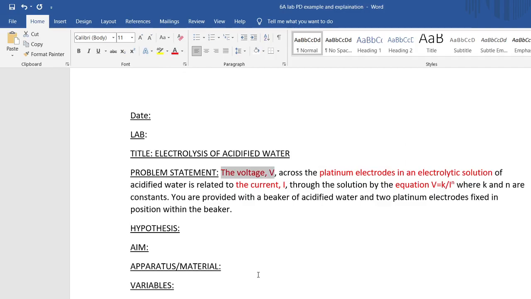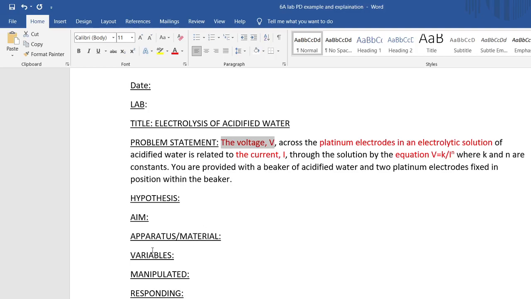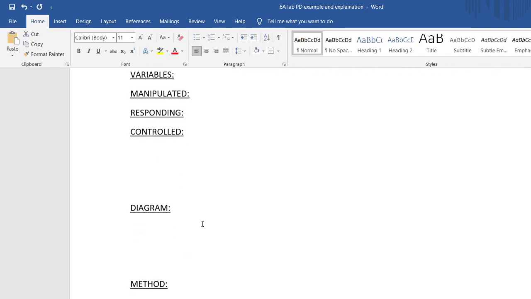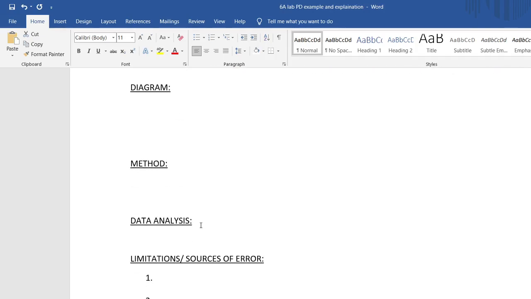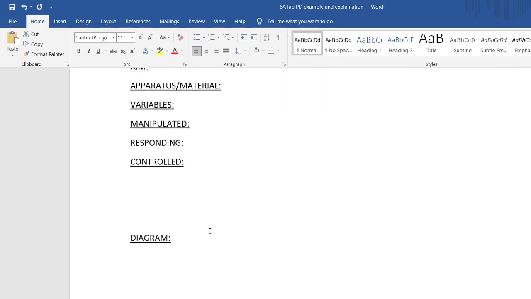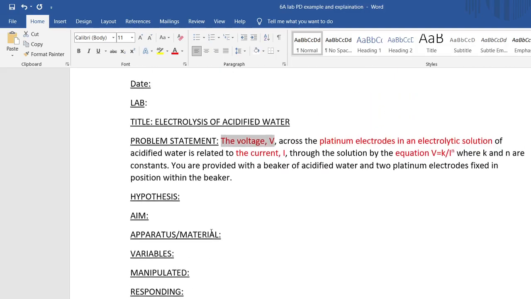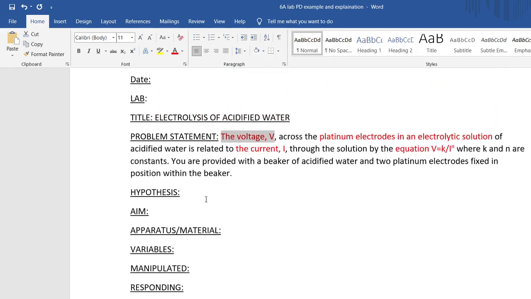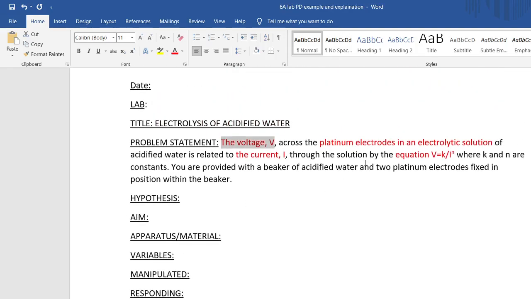The setup is the same as in any CSEC lab. You have your hypothesis, your aim, your apparatus, your variables: manipulated, responding, and controlled. You need a diagram and a method. You're going to analyze the data, give limitations and sources of error, precautions, and your conclusion. We could have put in expected results, but this can be placed inside your data analysis. So get a feel for the electrolysis method, and we're going to move forward.